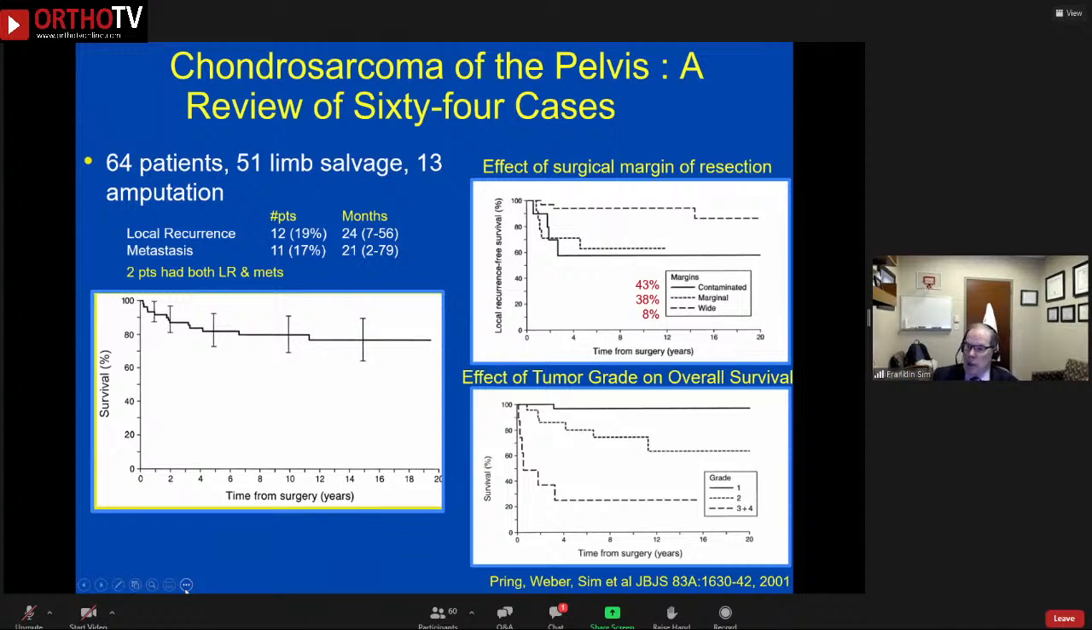Now, this is an interesting study from Mayo a few years ago by Maya Pring and Christy Weber. They looked at 64 patients. 51 in that group had limb salvage, 13 had an amputation. Local recurrence was 19% and metastasis 17%. And those are figures that have been reported in the current era as well. But in that study, the marginal resection had a strong influence on local recurrence, and the grade of the tumor impacted overall survival.